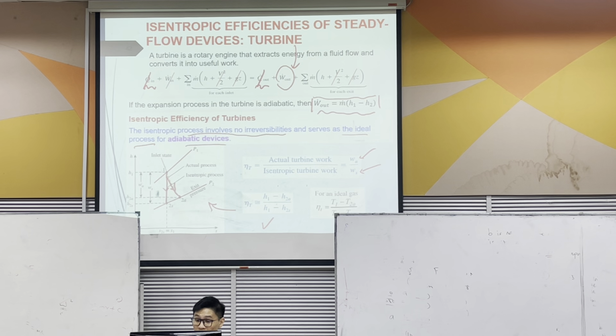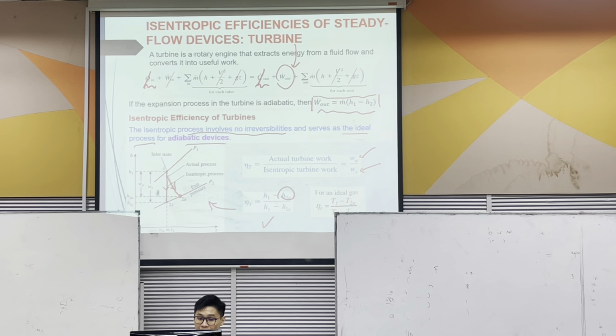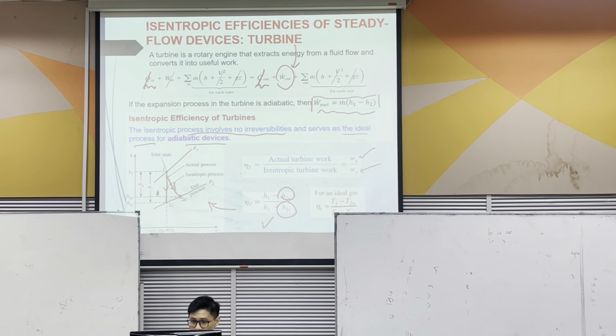So then you get this equation here. This equation is used to calculate the isentropic efficiency. H2a is the actual H at state 2. H2s is the isentropic enthalpy at state 2. Then for ideal gas, this one involves a bit of derivation. Basically, it is just this one.